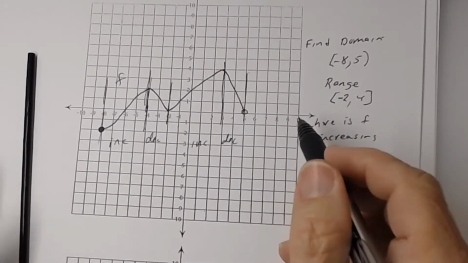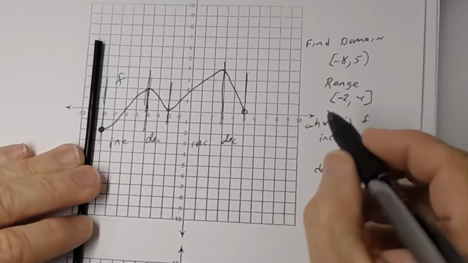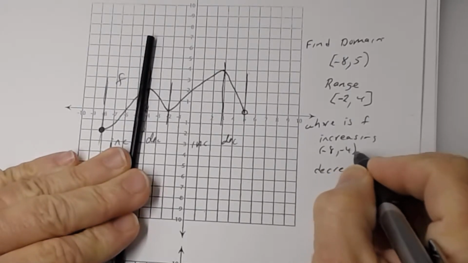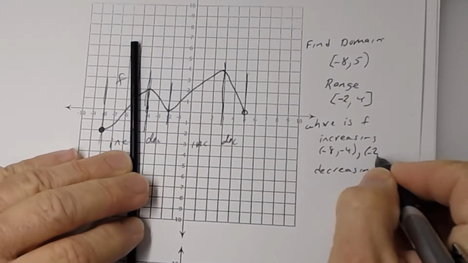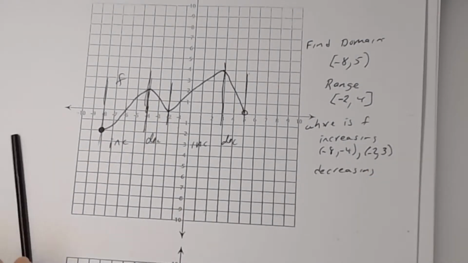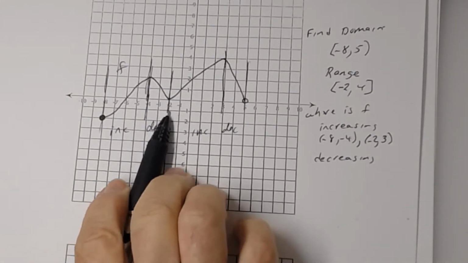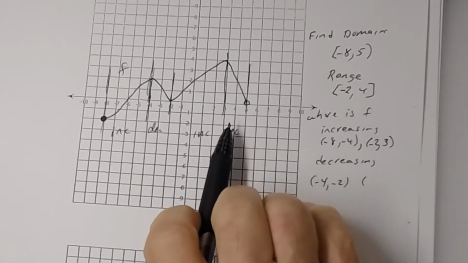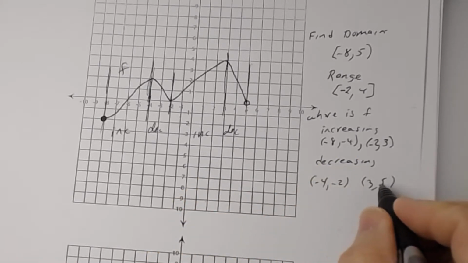So it's increasing from the interval. Now remember, you've got to go along your x, you've got to use your x coordinate. So you're saying from x equal what? -8, comma, all the way to -4, comma, where else? From -2 to +3. All right, so that's where it's increasing. Now it's decreasing from -4 to -2, and then also from +3 to +5. So those are the intervals.